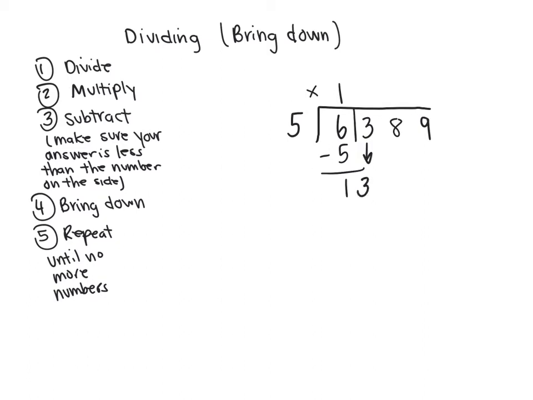So again, I'm going to divide. Now I'm going to divide 5 into 13, the number that I made when I brought it down. 5 goes into 13 twice. Now I'm going to multiply. 2 times 5 is 10. And I'm going to subtract. 13 minus 10 is 3. My answer is less than the number on the side. And now I'm going to bring down again.